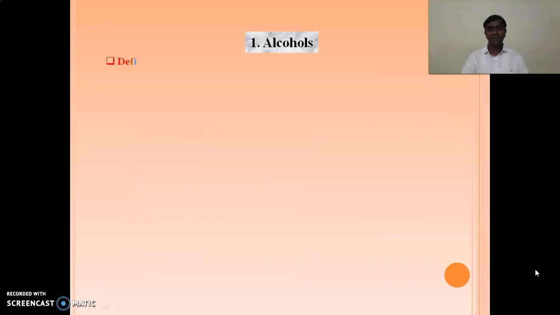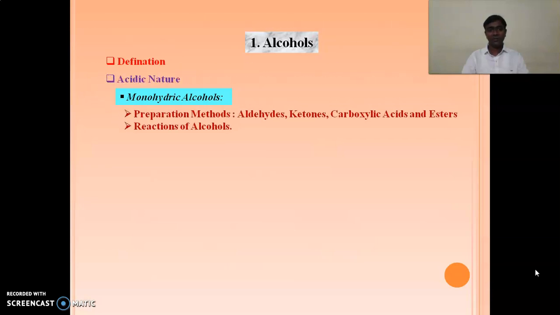In the first chapter, first of all we have to study what is meant by alcohol, or the definition of alcohols. In the next point, we have to study the acidic nature of alcohols. In the next point, we have to study the monohydric alcohols. So here, how monohydric alcohols can be prepared from aldehydes, ketones, carboxylic acids and esters. And the next point here is reactions of alcohols.